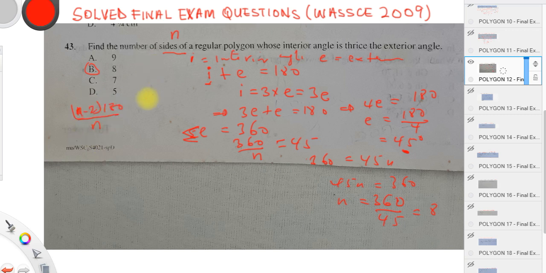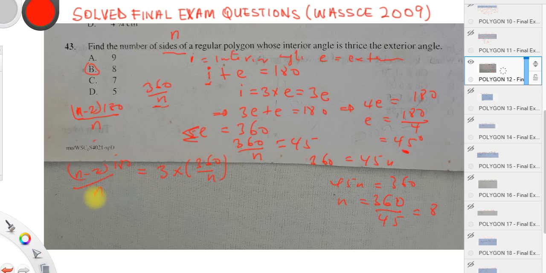The sum of the exterior angles of a regular polygon is given by 360, and each exterior angle is 360 over n. So each interior angle is this, and each exterior angle is this. But the question says the interior angle is 3 times the exterior angle. So n minus 2 times 180 over n is 3 times 360 over n.